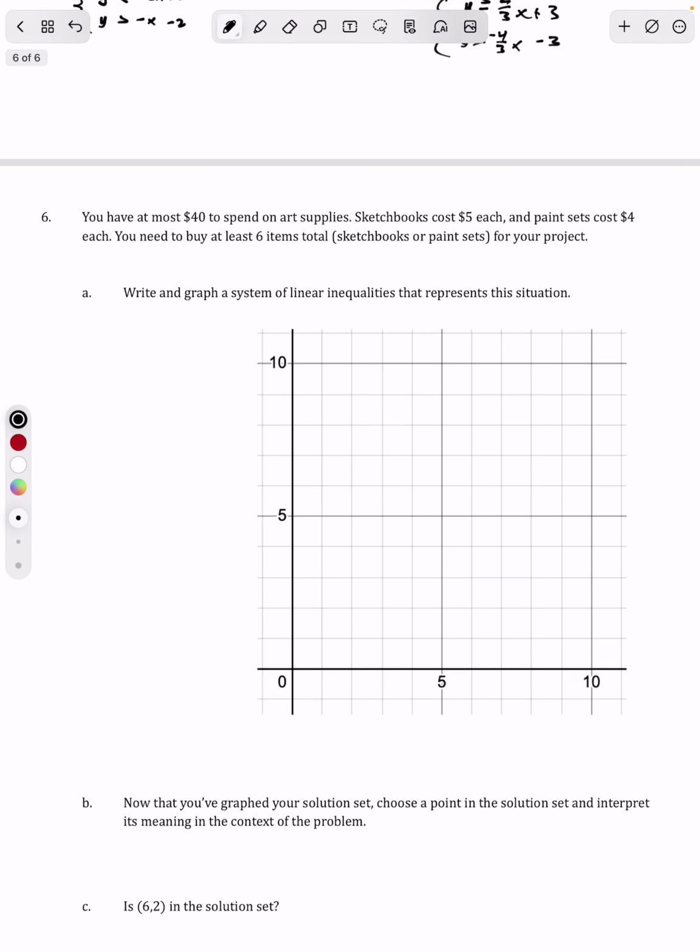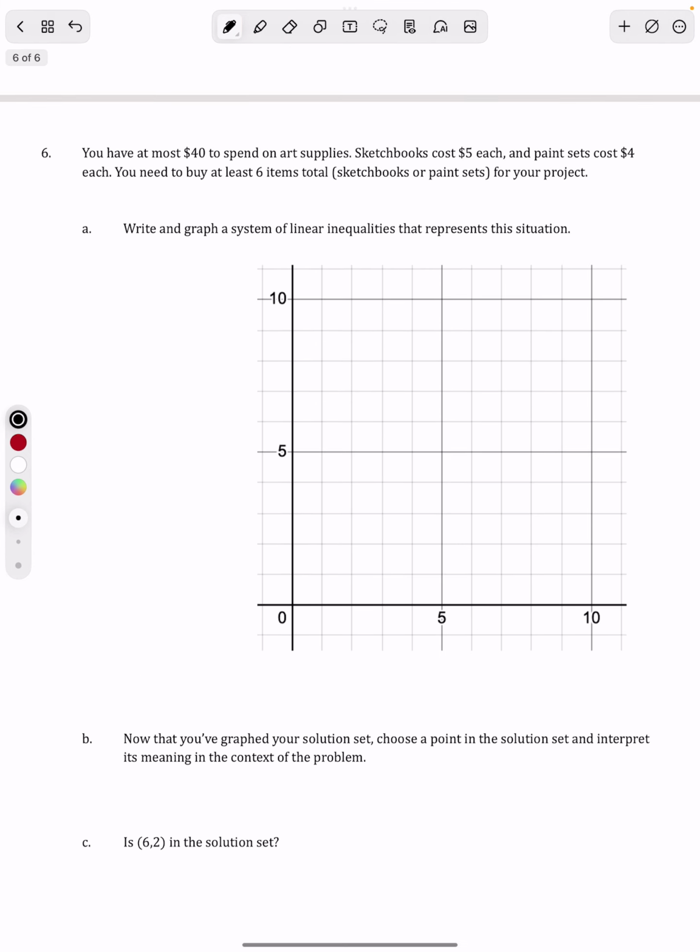Finally, last question. This is like the blueberry strawberry problem. I had AI write this problem for me. I gave it the strawberry problem and it spit this out. You have at most $40 to spend on art supplies, where you're buying sketchbooks and paint sets. What we don't know is how many that we have bought.